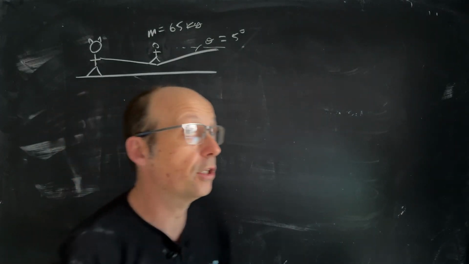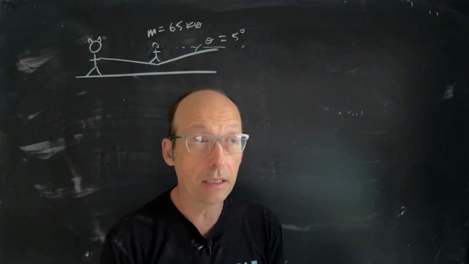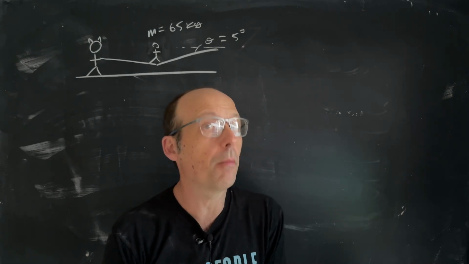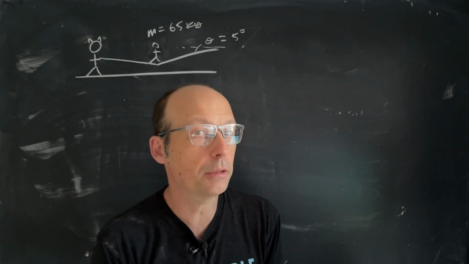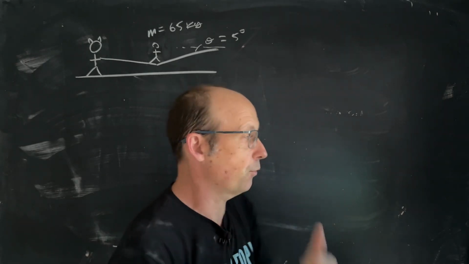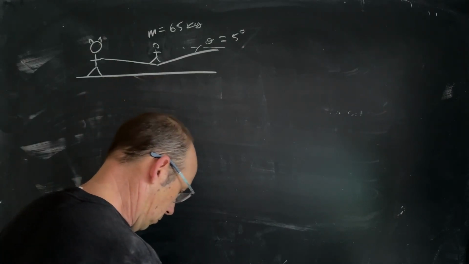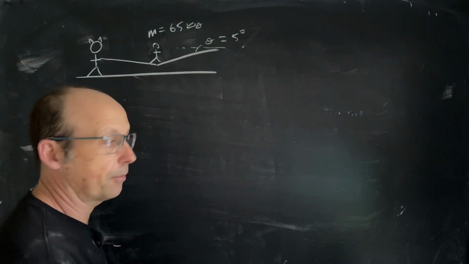And what we want to do is to calculate the tension in the rope, how hard Batman has to pull on the rope. That's what we're going to do. Oh. Okay, I tripped on something.